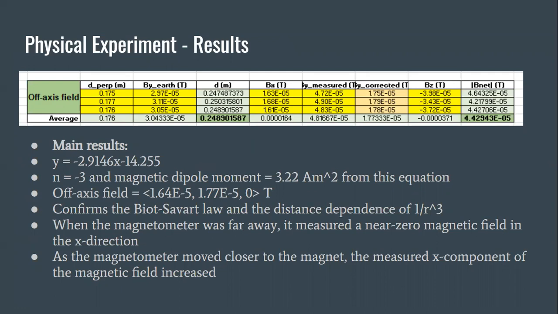The magnetic dipole moment was once again found to be 3.22 amperes times meters squared. The off-axis field again was given here above. This confirmed the Biot-Savart law and the distance dependence of 1 over R cubed. When the magnetometer was far away, it measured a near 0 magnetic field, and as it got closer to the magnet, the measured X component of the magnetic field increased.